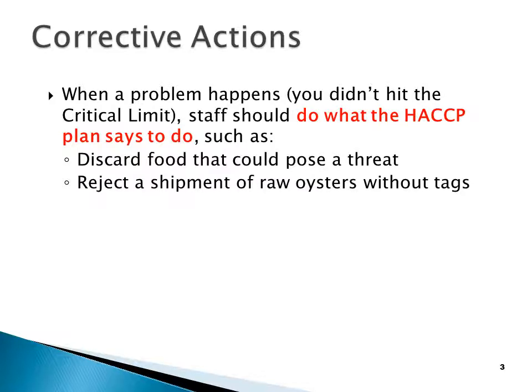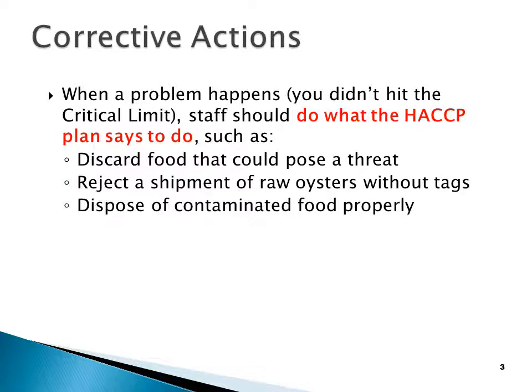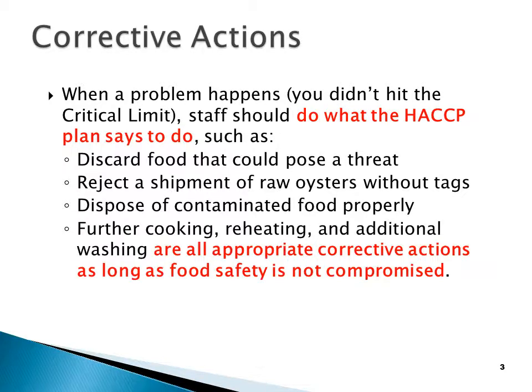If it says you should reject a shipment of raw oysters without tags, so raw oysters come in, there's no tags, you just refer back to the corrective actions listed by the HACCP team, and you get rid of the raw oysters. Dispose of contaminated food properly. How do you get rid of that food? Do it the way the HACCP plan says.